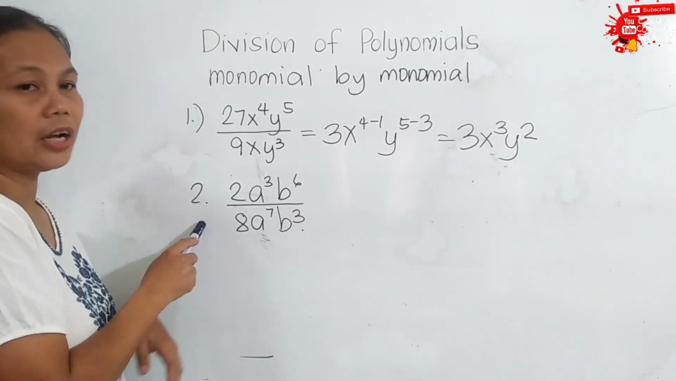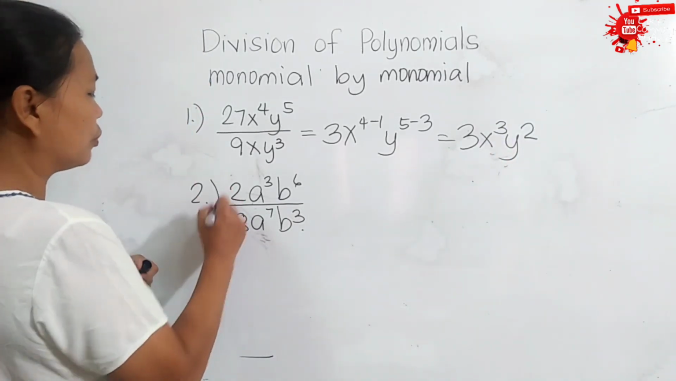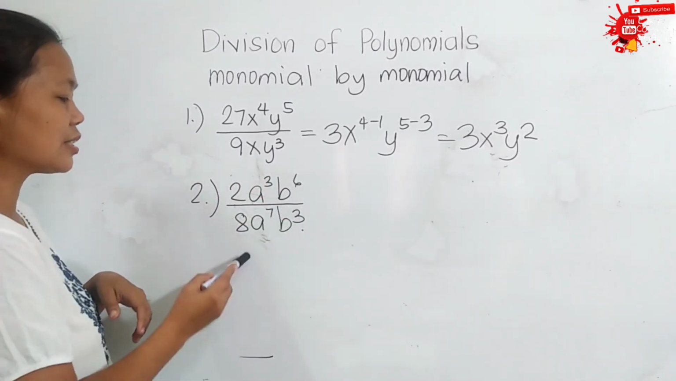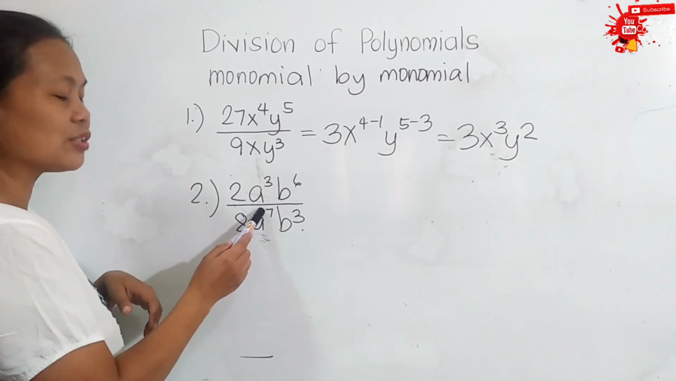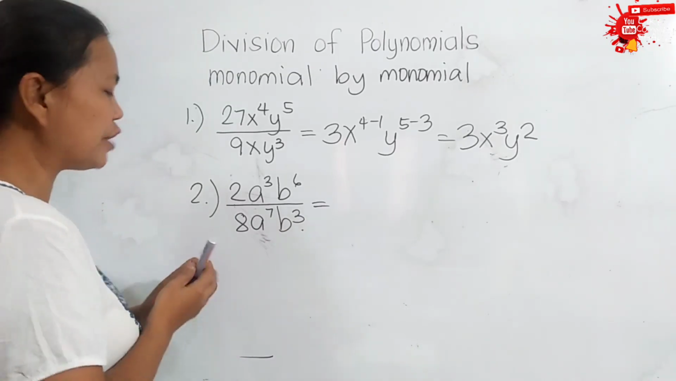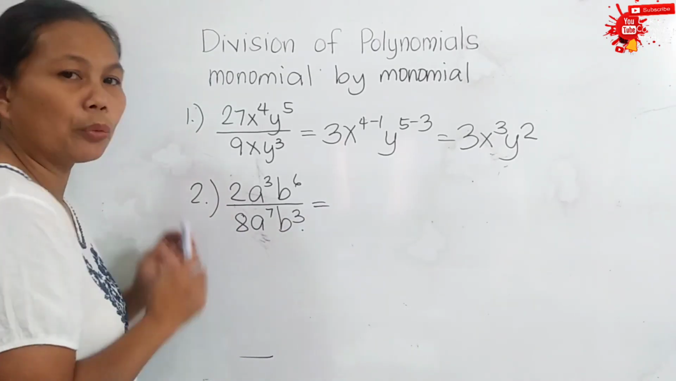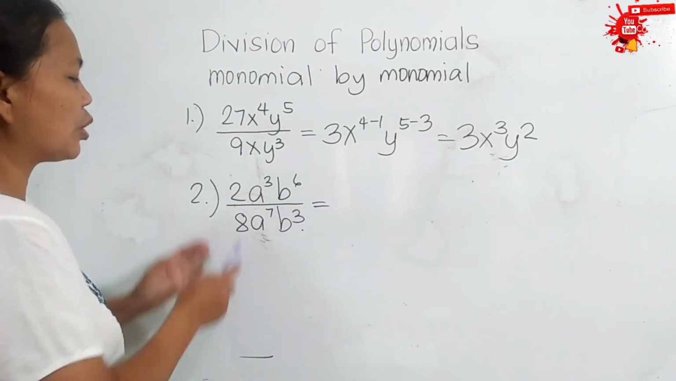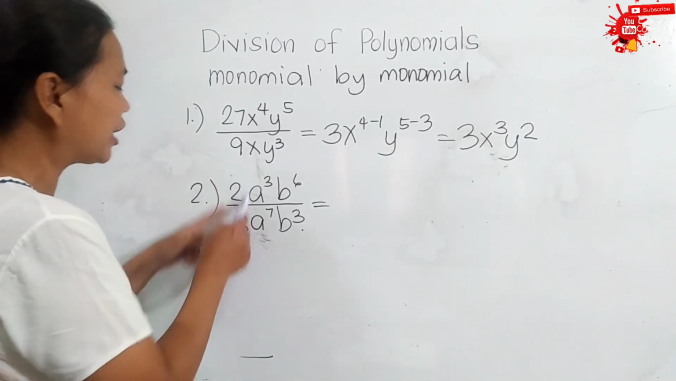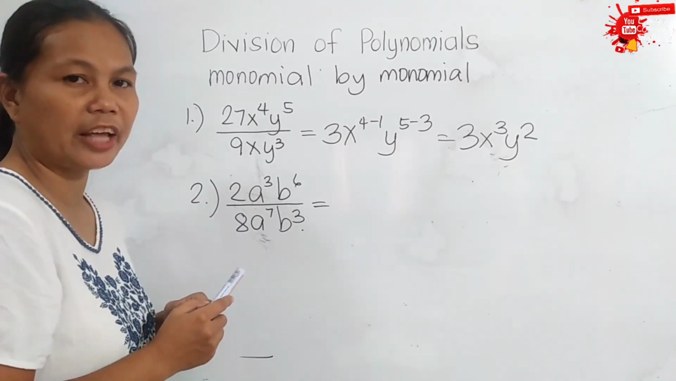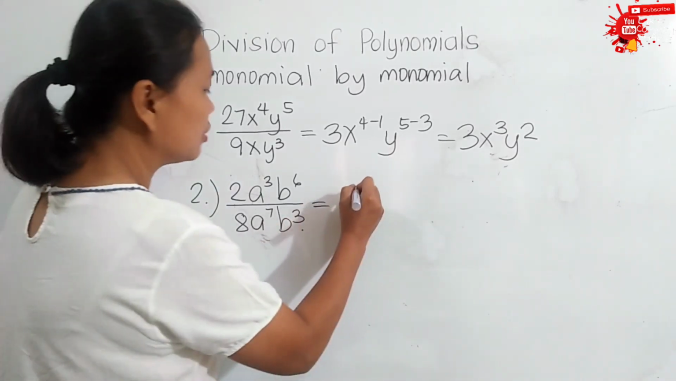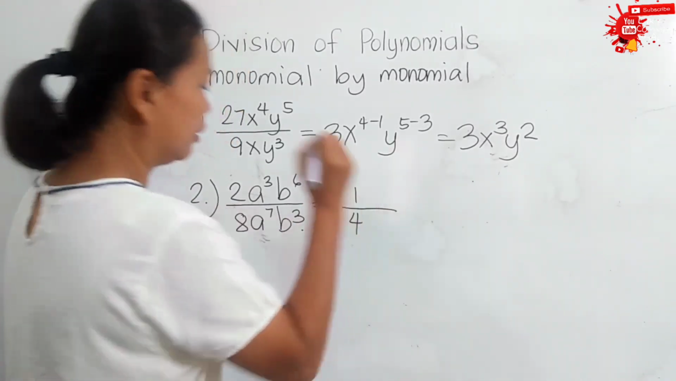Now let's have here example number 2. So we are given here 2a cubed b raised to 6 over 8a raised to 7 b cubed. So let us divide the numerical coefficient. We have here 2 and 8. So we cannot divide this exactly. So we will just rewrite it in fraction form in lowest term. So what is the lowest term of 2 over 8? So we have 1 over 4 or 1/4. So we write 1/4.